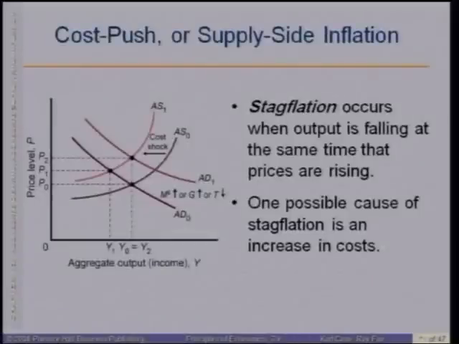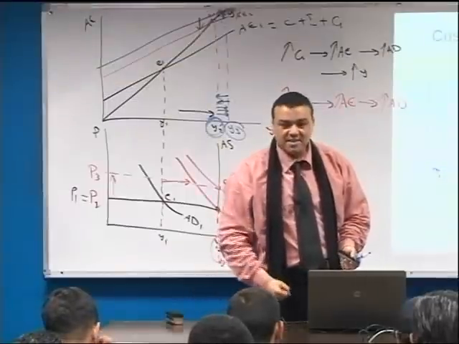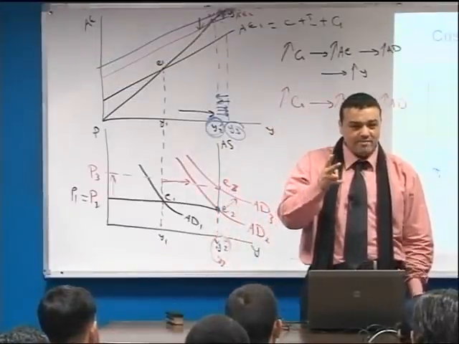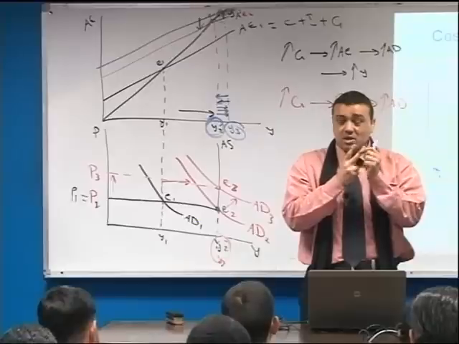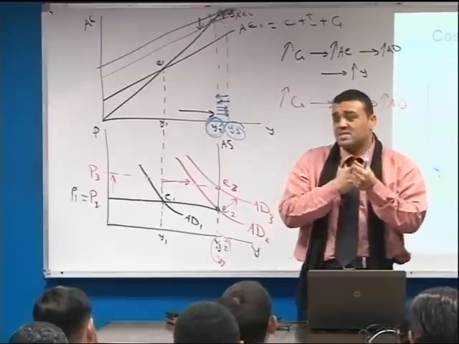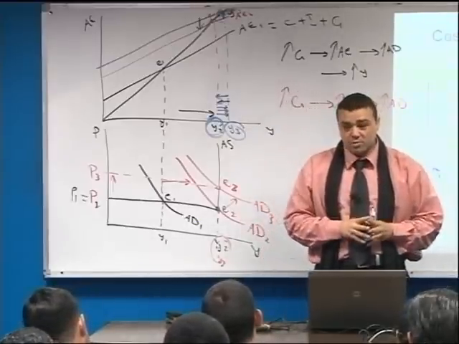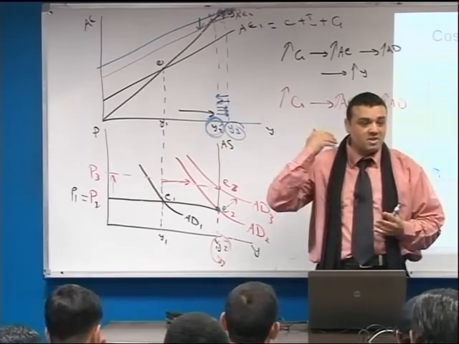Let's go to stagflation. What is stagflation? Exactly. We have increasing prices, or inflation, and an increasing unemployment rate at the same time. Right? Didn't we take its definition in chapter 1?